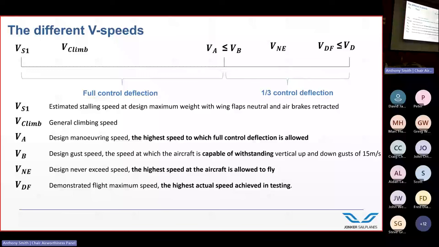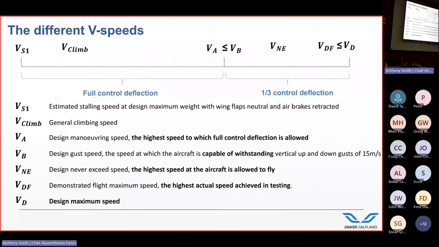And you can see VDF is there somewhere above VNE. This is the demonstrated dive speed. And this is the maximum speed that you've demonstrated, where the test pilot had the guts to fly to. All right. And this speed may be the same as VD, the maximum design speed, or it can be slightly less. It can be up to 10% less than the maximum design speed. So those are our speeds.